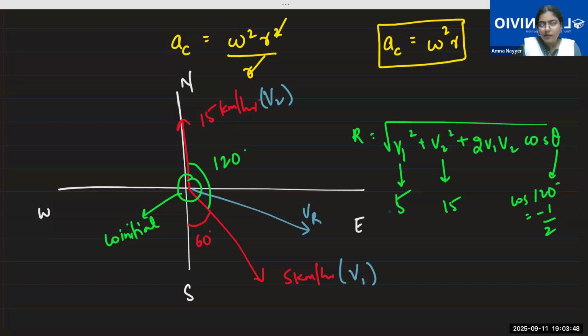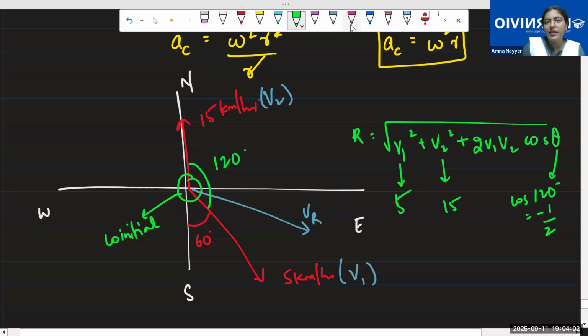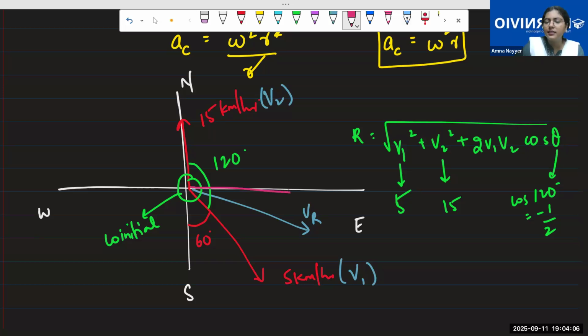Ma'am, I also have this doubt. Whenever they say south or north, can I assume it's the parallelogram law? Usually it's the parallelogram, but the triangle law can also be used. In a similar question, if a man travels 5 kilometers towards the east, one vector will be this, and then he travels 15 kilometers towards the north. So this is not a parallelogram; this is the triangle law. So you'll have to draw the figures. Got it? Okay.